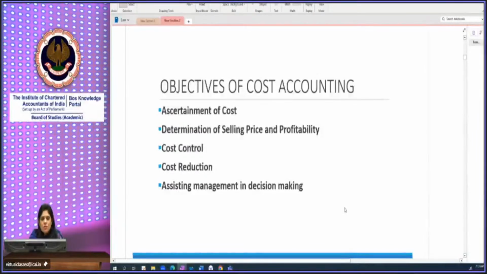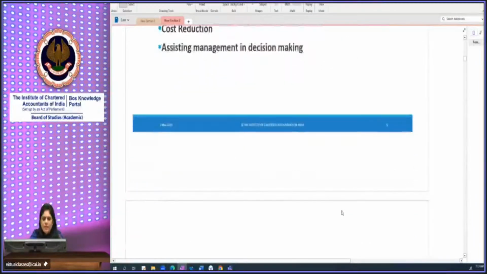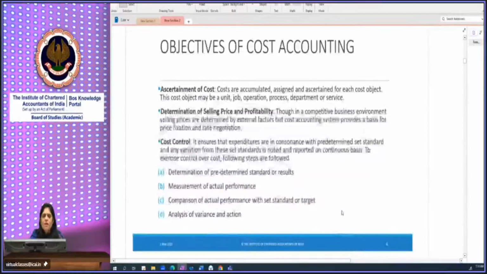Cost control, cost reduction, very, very important terms. Both of them we'll be learning. Assisting management in decision making. So everything we are doing, we are calculating cost, we're determining selling price, we are doing cost control, cost reduction. Everything is to assist the management to achieve the organizational objectives only. So everything is directed towards that. So let's study the objectives of cost accounting.